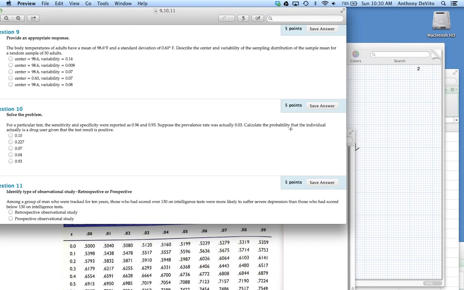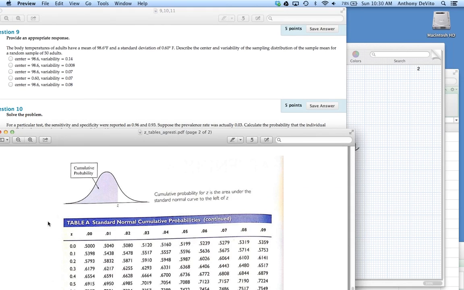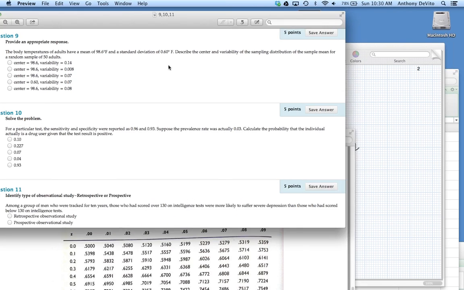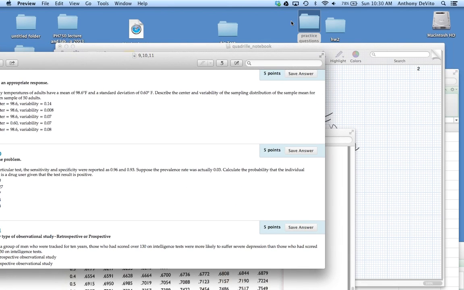What's the name for the probability that a person actually has the disease or condition given that he tested positive? Great, positive predictive value. There's a couple of ways that you could solve this. One way is to use Bayes' formula.